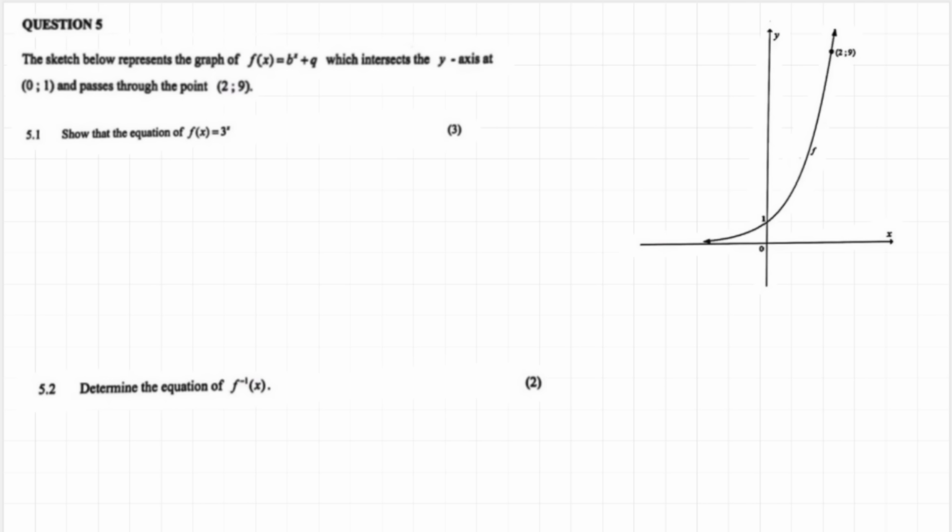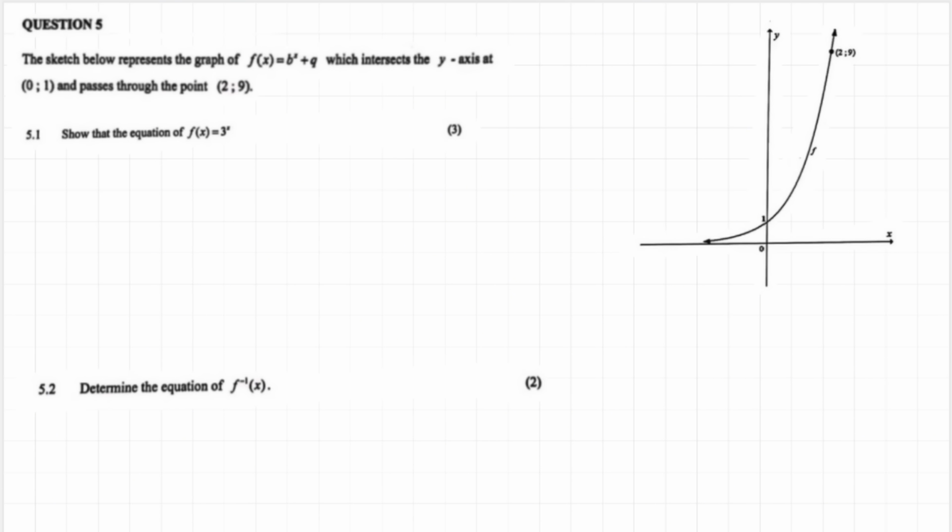The sketch below represents the graph of f, which intersects the y-axis at 1 and passes through the point (2; 9). So this is the point that they're talking about, which passes through the graph of f. They said show that the equation of f(x) is equal to 3^x.